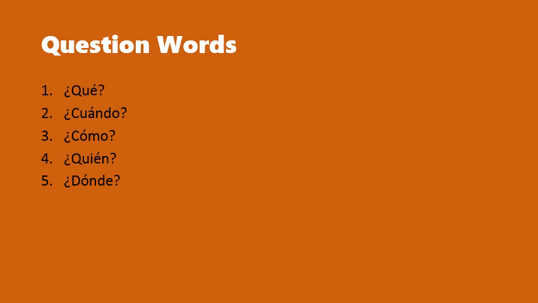We have número uno, ¿qué? Dos, ¿cuándo? Tres, ¿cómo? Cuatro, ¿quién? And cinco, ¿dónde? So, ¿qué significan estas palabras? What do these words mean? ¿Qué significa what? ¿Cuándo significa when? ¿Cómo significa how? ¿Quién significa who? ¿Y dónde significa where?